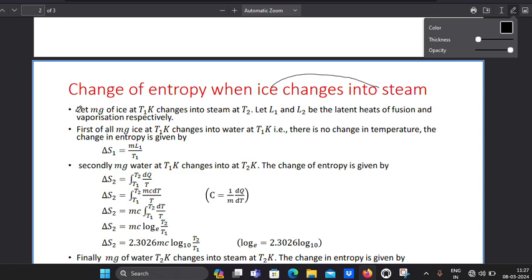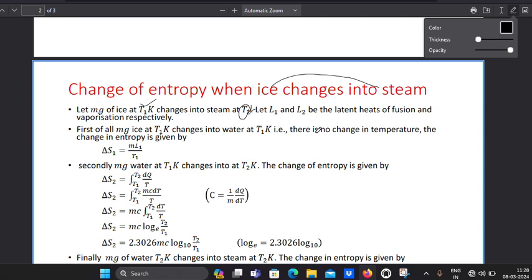For this, let m gram of ice, m gram means either 1 gram, 2 grams like this, m gram of ice at T1 Kelvin change into steam at T2 Kelvin. Let L1 and L2 be the latent heats of fusion and vaporization respectively. Here we take ice initially at a temperature T1, and when ice changes into steam, the temperature also changes, and let the final temperature be T2 Kelvin. L1 and L2 are the latent heats.